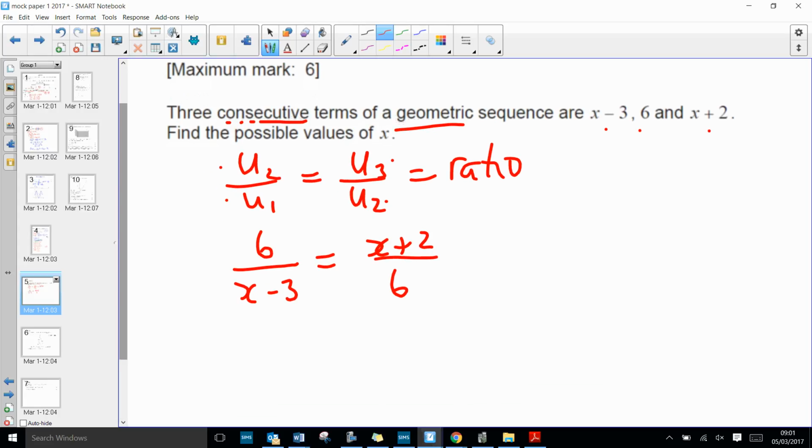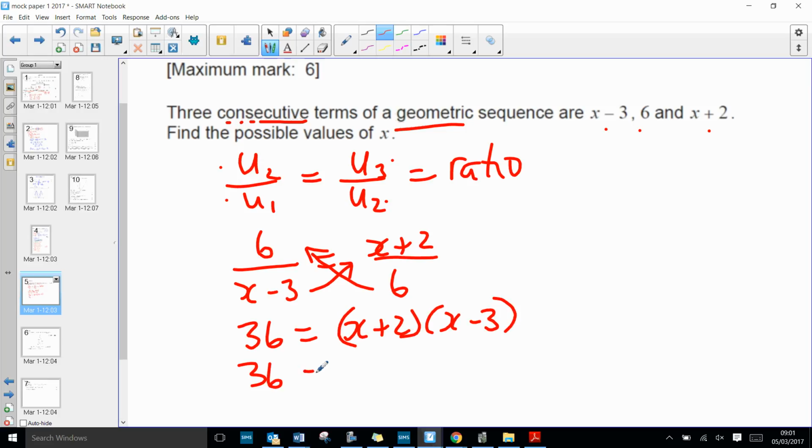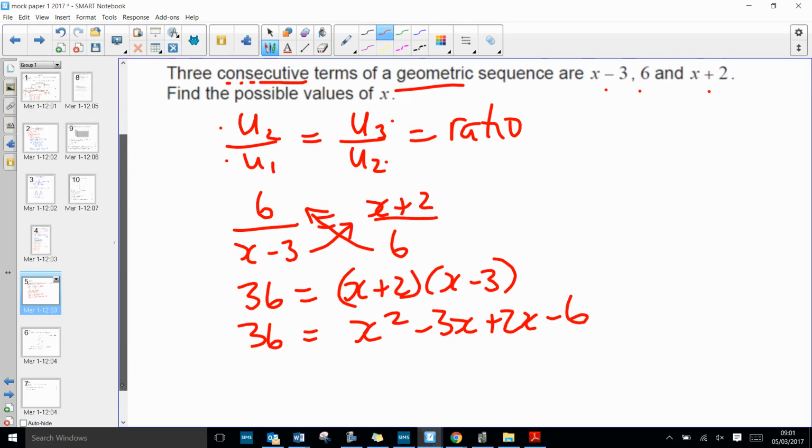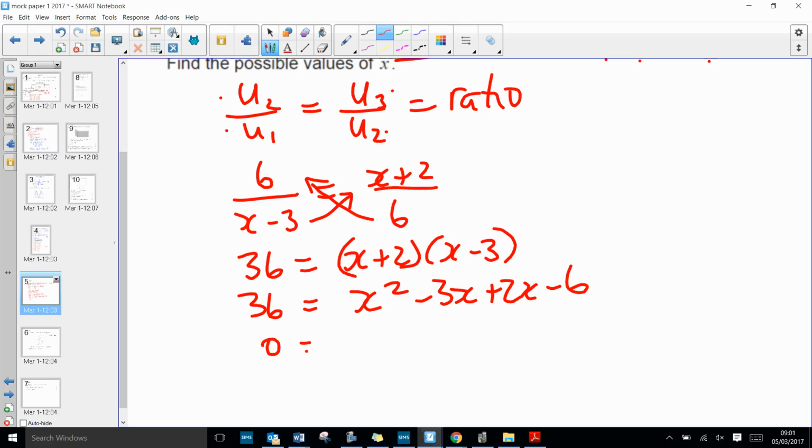Fraction equals fraction, so all we have to do is cross multiply. So we get 36 equals x plus 2 times x minus 3. Expand using FOIL. And because it's a quadratic, we have to have it equal to 0.